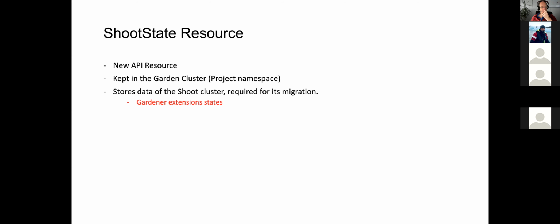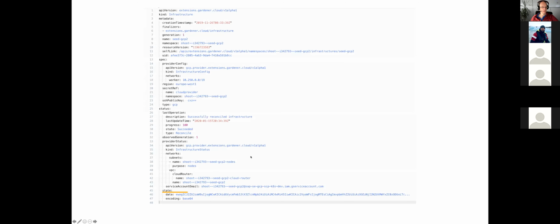During reconciliation, the extension providers update their status like here. So this is the infrastructure resource. After the infrastructure was created, the provider extension placed the data of the Terraform state in here.